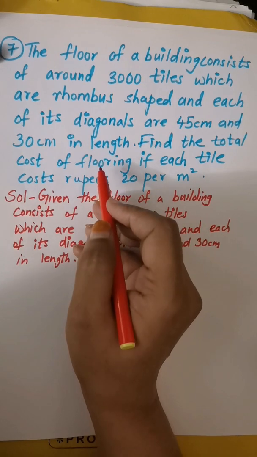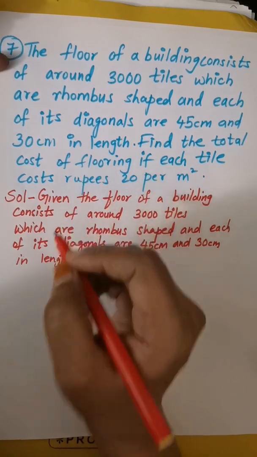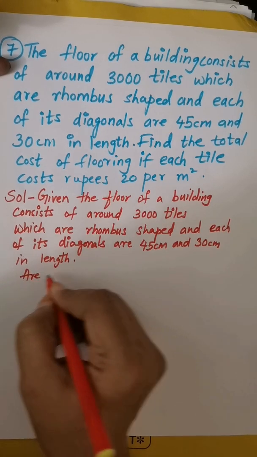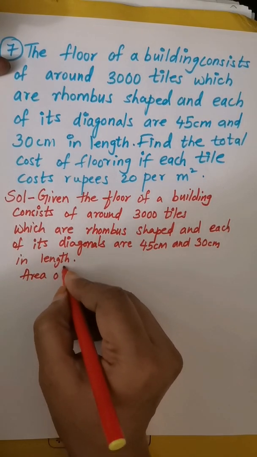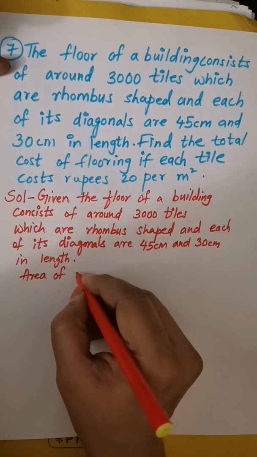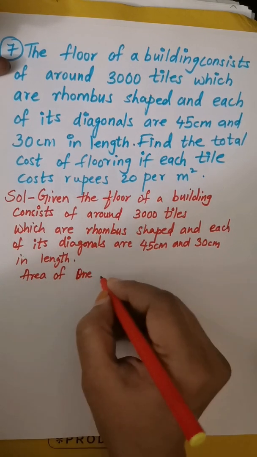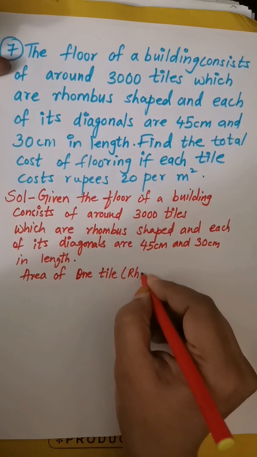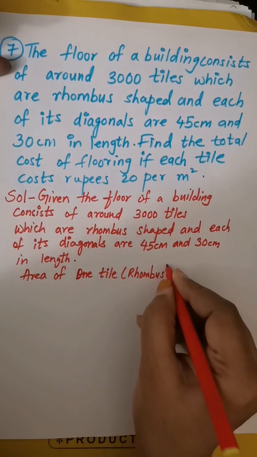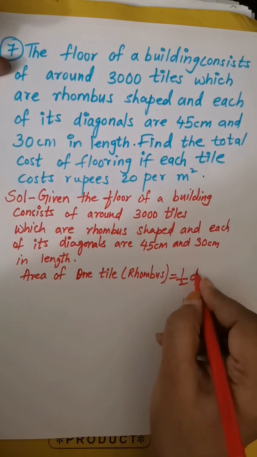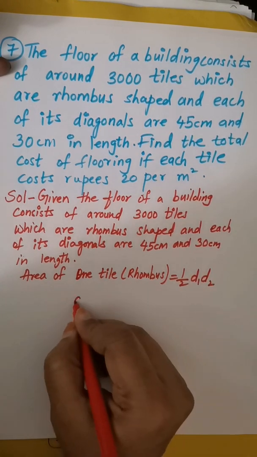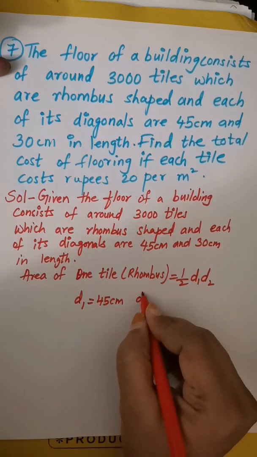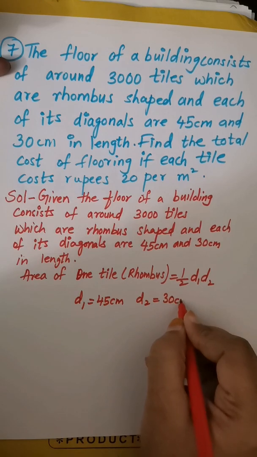So first of all we have to find the area of the floor. To find the area of a floor, first of all we will find the area of one tile which is in the shape of a rhombus. What is the formula? Half d1 d2. Here d1 we will take as 45 centimeter and d2 we will take it as 30 centimeter.